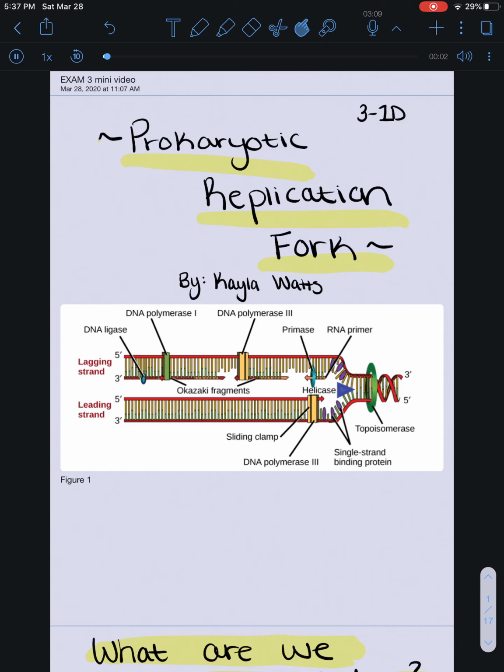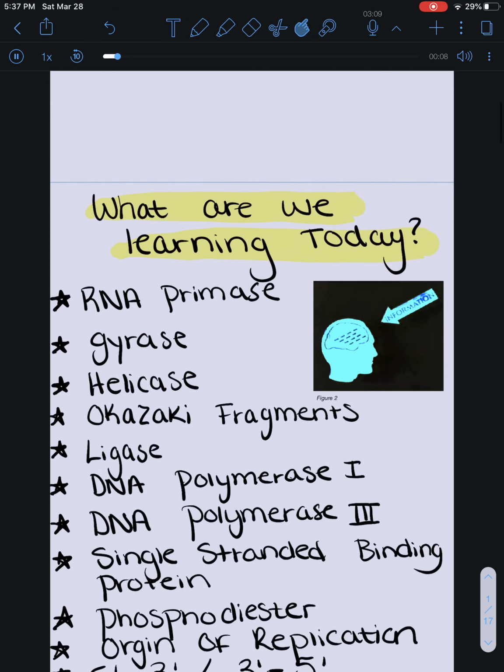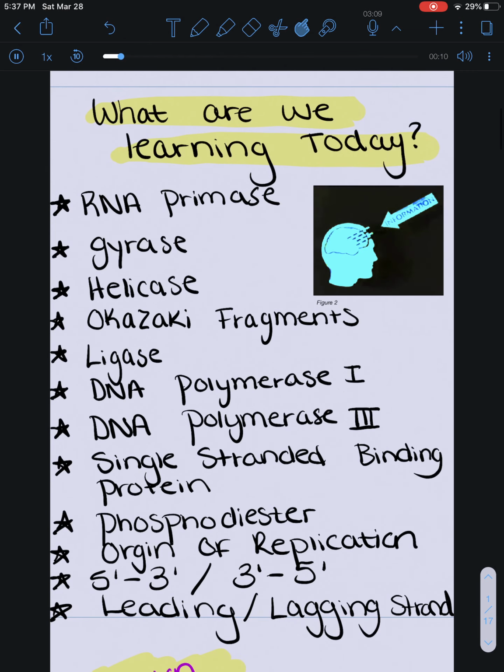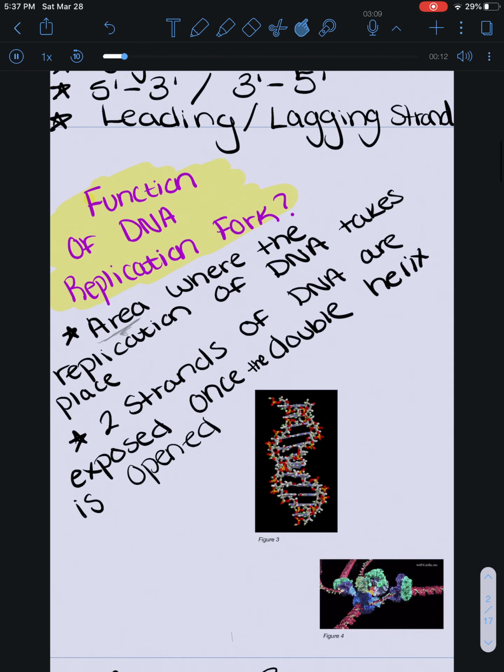Hi everyone, today we are going to be talking about the prokaryotic replication fork. So here listed are just a few things we're going to be talking about today. But first off, what is the function of the DNA replication fork?